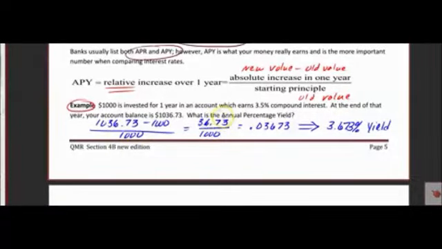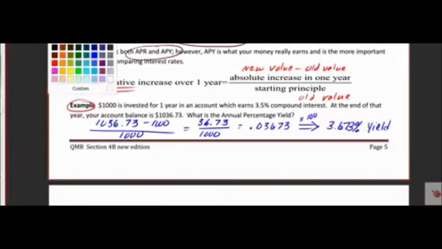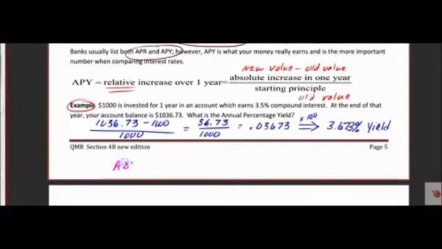So it's the 36.73 divided by 1,000, which is 0.03673. And if we multiply that by 100 to get a percent, like we did before, the annual percentage yield is 3.673. So even though the advertised APR was 3.5%, you actually earned 3.673%. So hey, not too bad.